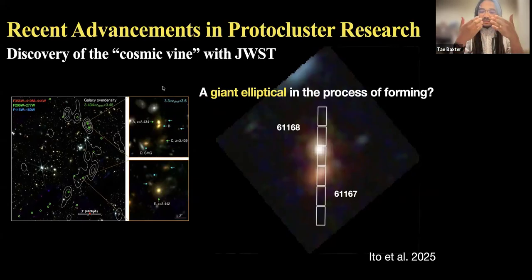So again, we're seeing science answering the question of how did the most massive galaxies form? In this case, it looks like these 2 massive galaxies are forming together to make an even more massive galaxy that might be a giant elliptical today. And this is all thanks to the James Webb Space Telescope.